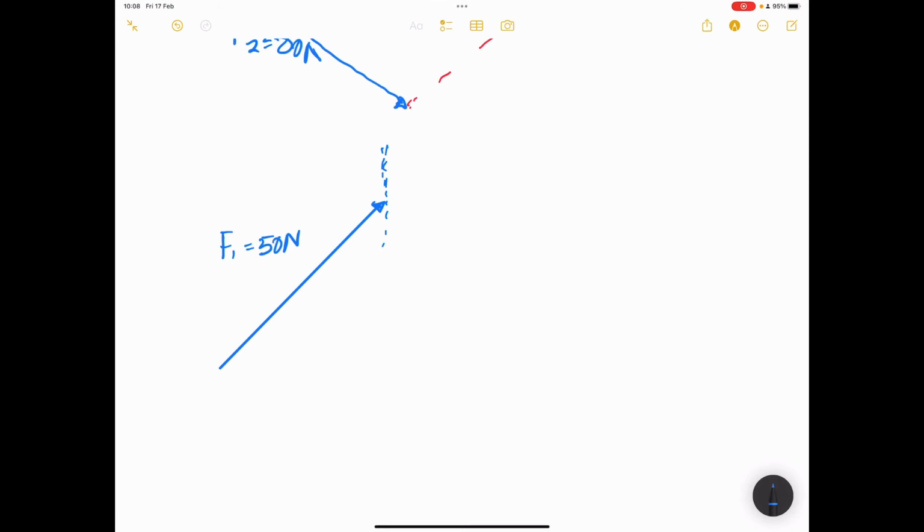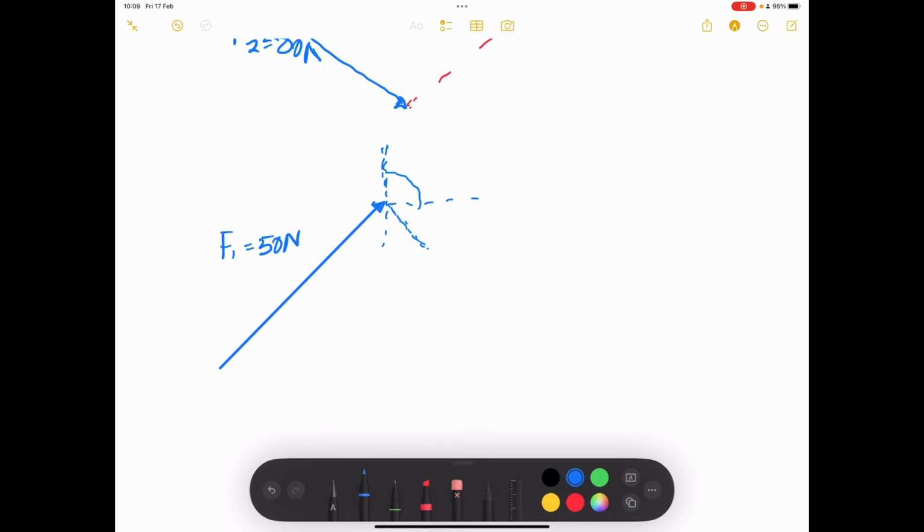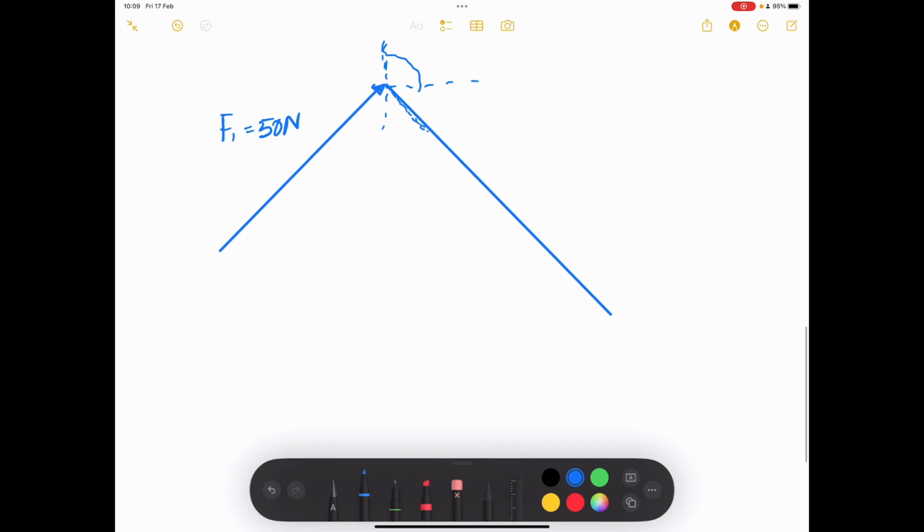Remember we said it's 160, so I'm going to measure 90 there. And it's going to be 160, let's say somewhere there. So I'm going to draw there is my F2. Okay, so there's my F2 line there. And because it's a head to tail drawing, that's F2, which is 80 newtons.